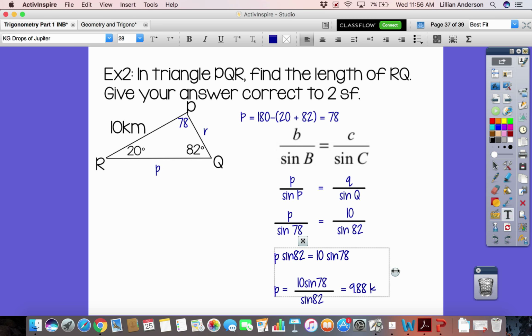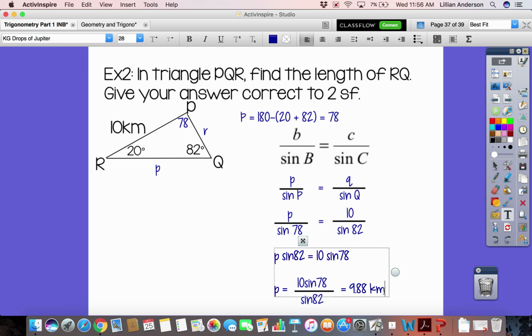Did you get 9.88 kilometers? I hope so. That's what I got. All right. And essentially it does make sense because isn't 78 degrees less than 82 degrees? Yes, it is. So that means that side P should be smaller than side Q, which it is. Not by much because 78 is only a little bit away from 82, so it should still be smaller, but not too much smaller. And if you wanted to find side R, even though it didn't ask you to, you want to make sure that R is the smallest side out of all three sides.